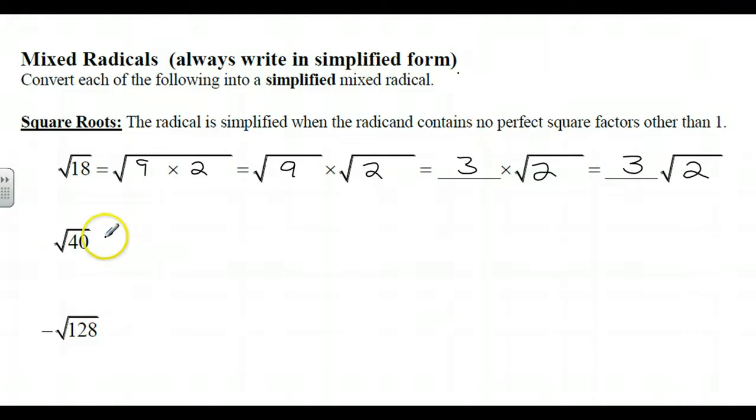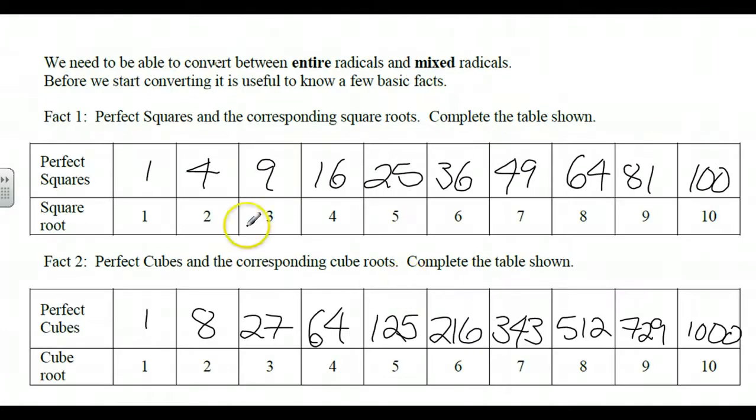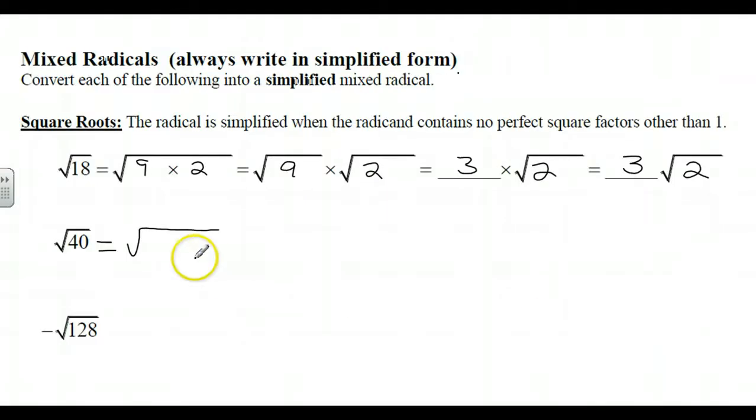Next up is 40. So you're looking for the largest square that goes into 40. So let's back up here. Perfect square. Well, that's 4, right? 9, 16, any of those get too big. So 4 is the largest perfect square that goes into 40.